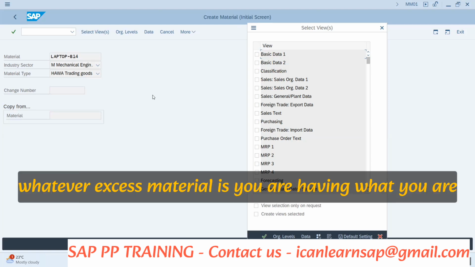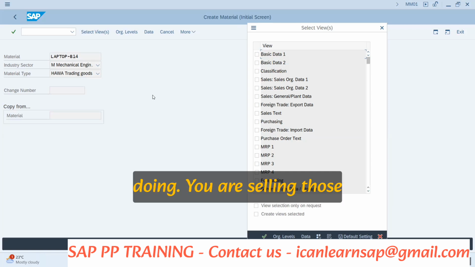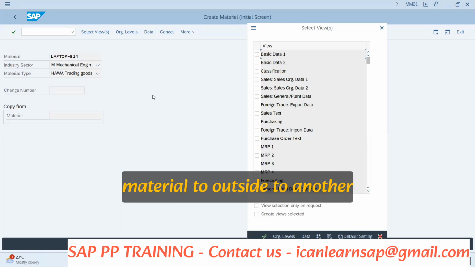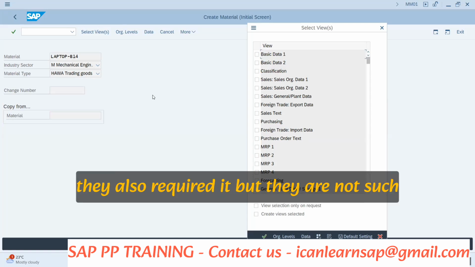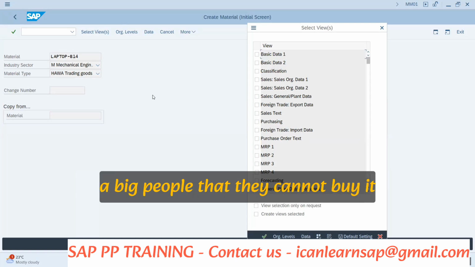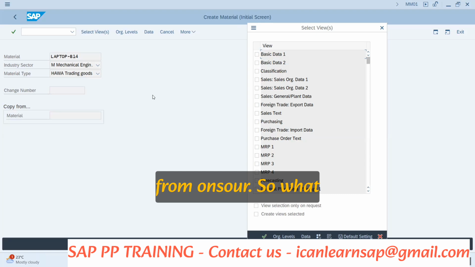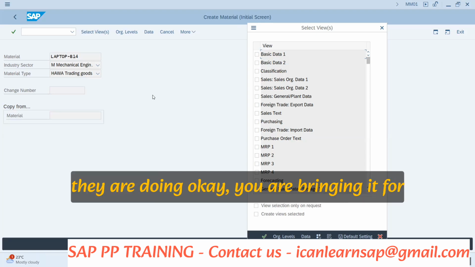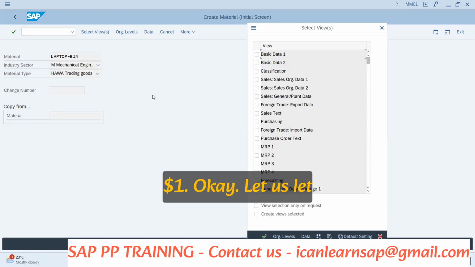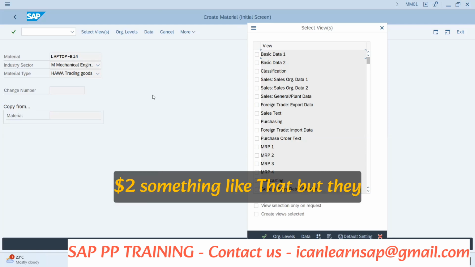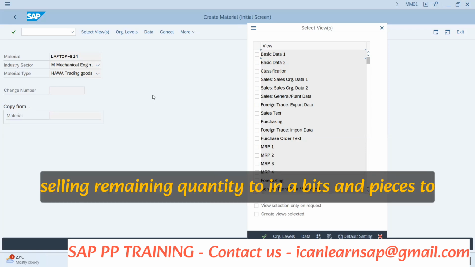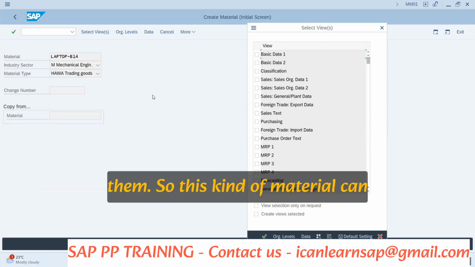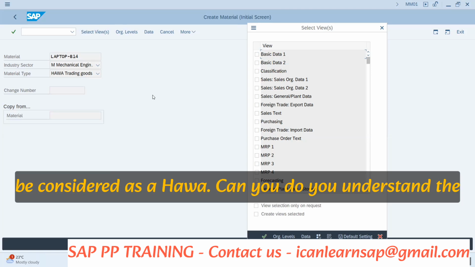Now, whatever excess material you are having, you are selling it to another competitor of yours. They also require it, but they are not such big people that they cannot buy it from onshore. So you bring it for $1, and let them pay you 1.5 or $2, something like that. They are okay with it because they require less quantity and you are selling the remaining quantity in bits and pieces to them. So this kind of material can be considered as a Hava. Do you understand the scenario?